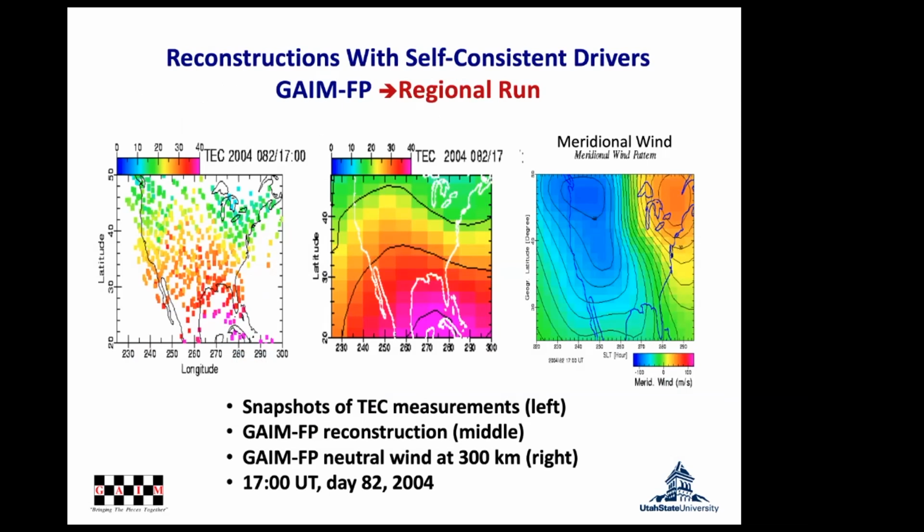The GAME full physics model can also be run in a regional mode. Shown here is a snapshot of a GAME full physics reconstruction for the US at 17 UT, day 82, 2004. The left panel shows the measurements, vertical TEC. The middle panel shows the TEC reconstruction, vertical TEC. And the right panel shows the deduced meridional neutral wind at 300 kilometers in meters per second.